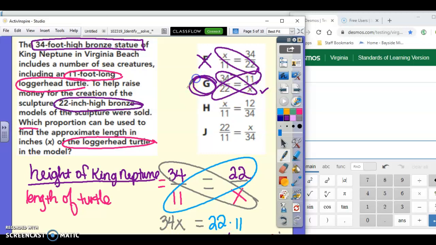So for right now, that's the only answer choice. So let's check the others just to make sure there's not more than one right answer. The next one has X and 34. Well, that's good. But this one says 11 times 12. And I need 11 times 22, so that's not it. And then the last one, 11 times X. Nope, not 11 times X. I need 34 times X. So that one doesn't work either. So the answer here would be G.